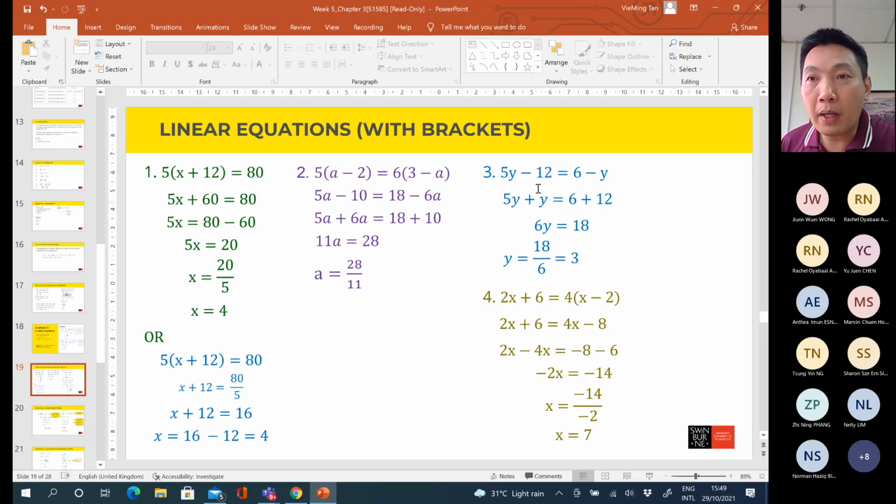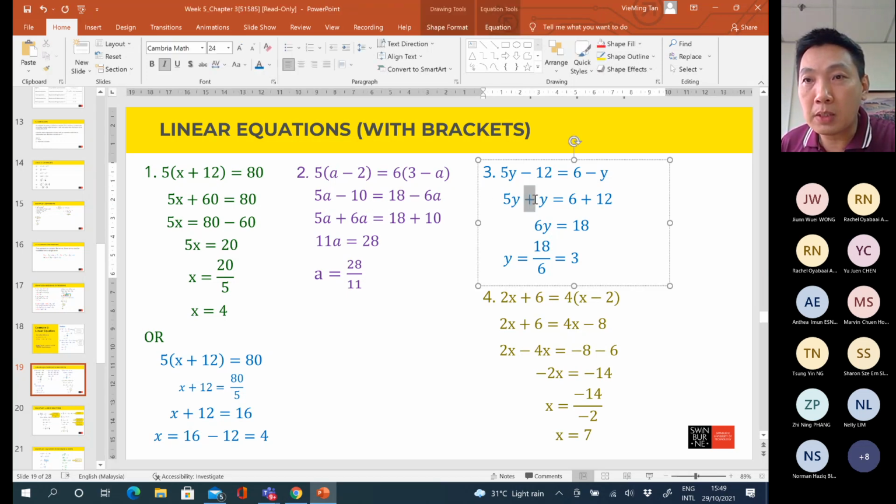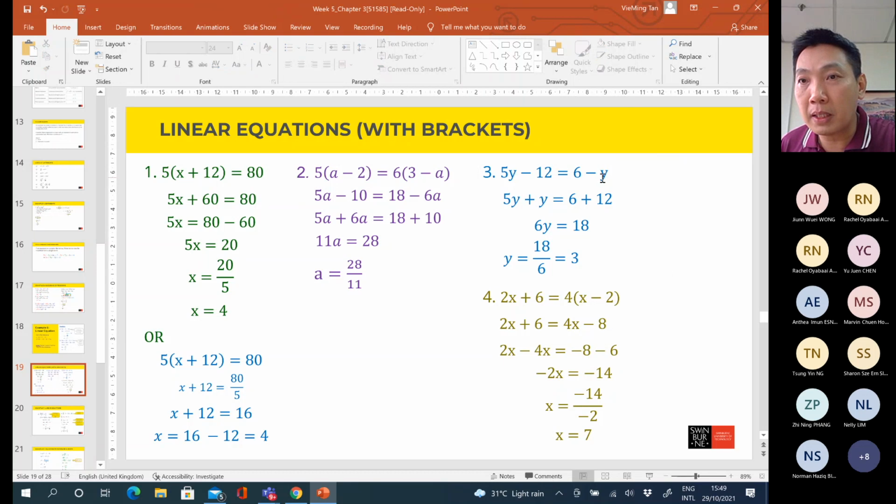So 5y plus y, now it's plus y because originally on the right hand side it was minus y. So if minus y moves to the left hand side, it becomes plus y. Negative 12 was originally on the left hand side, right? So if it moves to the right hand side, it becomes plus 12. So simplify the similar terms. This is 6y, this one is 18. Simplify again, so y is equal to 18 divided by 6, which is equal to positive 3.